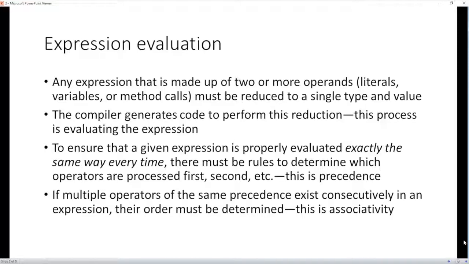To ensure that a given expression is properly evaluated exactly the same way every time, there must be rules to determine which operators are processed first, second, etc. This is the point of precedence. If multiple operators of the same precedence exist consecutively in an expression, their order must be determined. This is associativity. We know these rules from algebra.